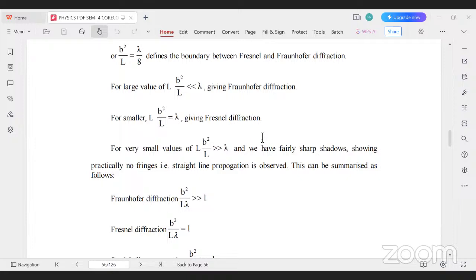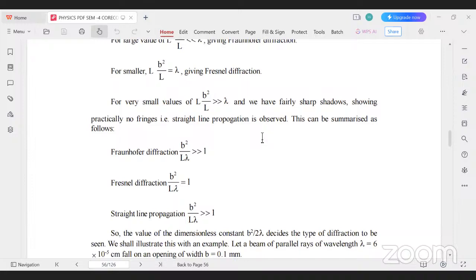This can be summarized as follows. Fraunhofer diffraction is when b squared by L lambda is greater than 1. Fresnel diffraction is when b squared by L lambda is equal to 1. Straight line propagation is when b squared by L lambda is less than 1. So the value of the dimensionless constant b squared by L lambda decides the type of diffraction to be seen.